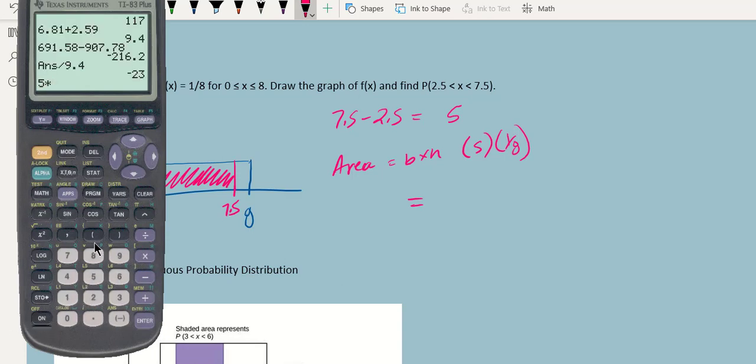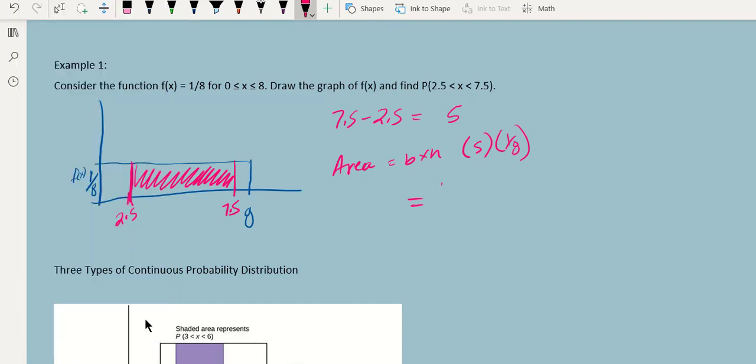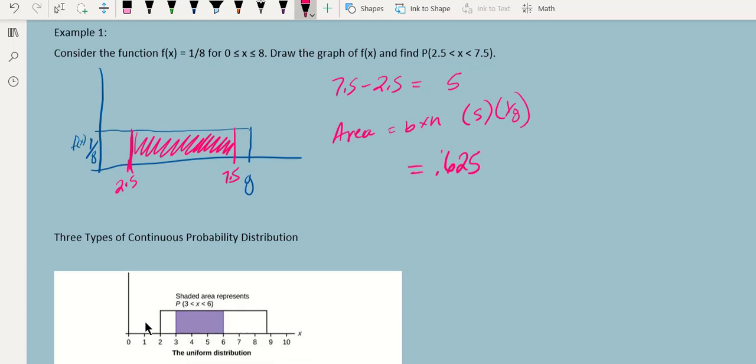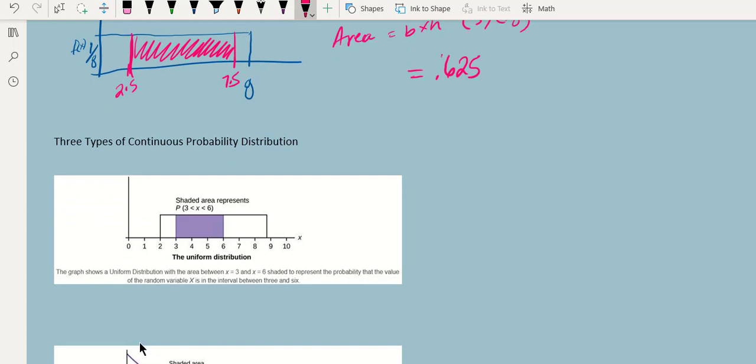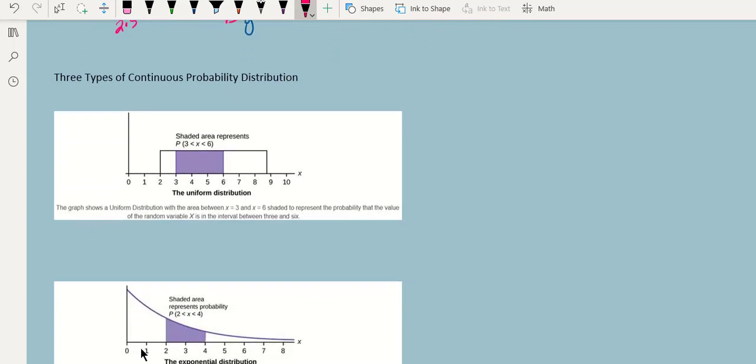5 times, and let me do it as parentheses 1/8 will give us 6.25 or 0.625. Okay. Now, as we continue on for most of our chapter, what we'll deal with in chapter 5, we have a uniform distribution, which is what I just did up above.